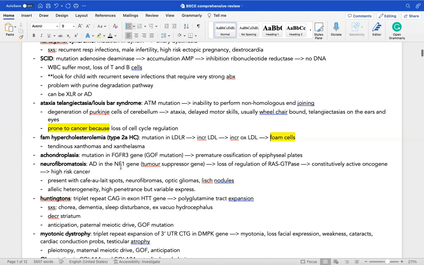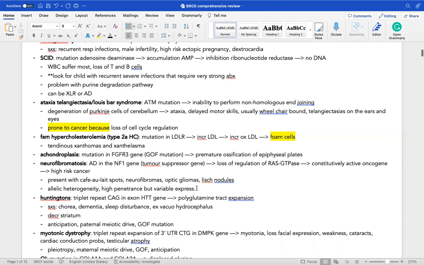Neurofibromatosis is an autosomal dominant mutation in the NF1 gene. NF1 gene is a tumor suppressor gene. And if we have this type of mutation, we have loss of regulation of RAS GTPase. And therefore, we have a constitutively active oncogene, which causes cancer. Some of the symptoms are café au lait spots, neurofibroma, optic glioma, and Lisch nodules. We also can have allelic heterogeneity in this condition. It has high penetrance, but variable expressivity.